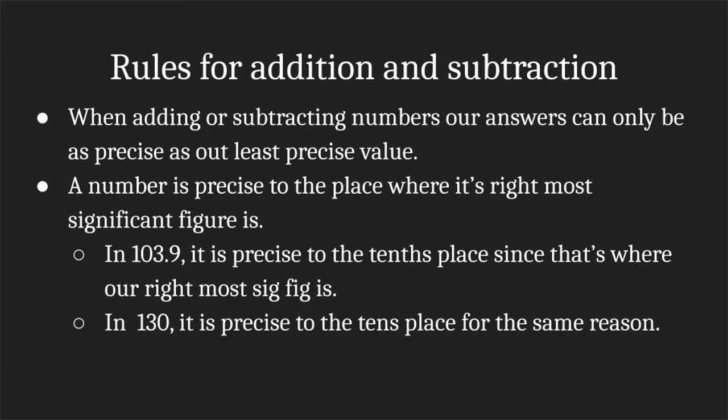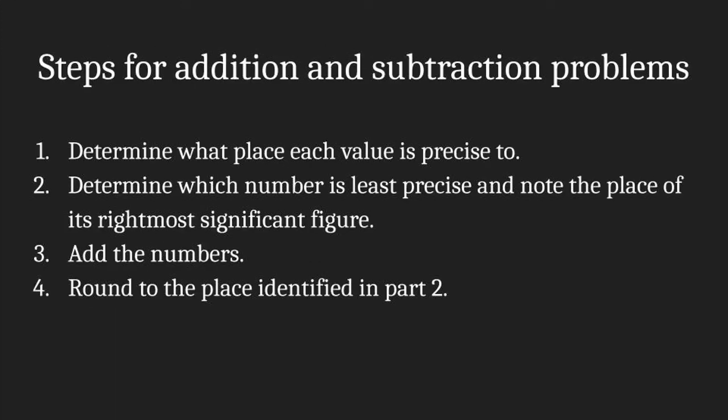less precise number. So here are the steps that we are going to use when we add or subtract numbers with significant figures. So we're first going to determine what place each value is precise to. Then we are going to determine which of these numbers is the least precise and note the place of its rightmost significant figure. Then we are going to just throw the numbers in a calculator and add them together or subtract them. And then we're going to round to that place we identified in part 2. So with that, let's try some practice.